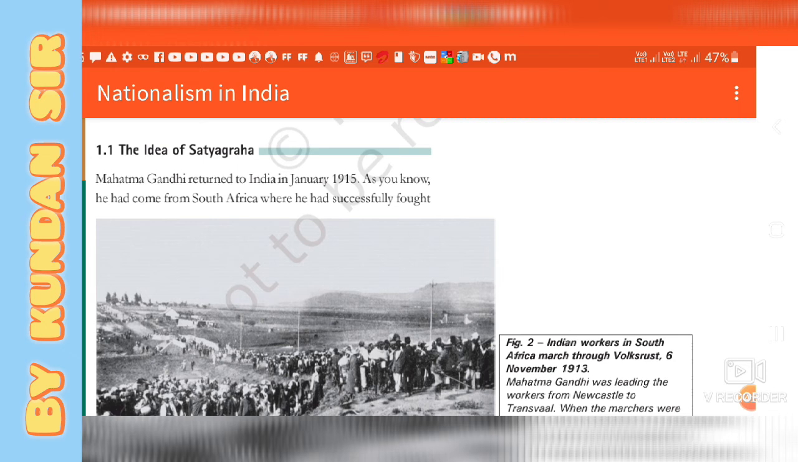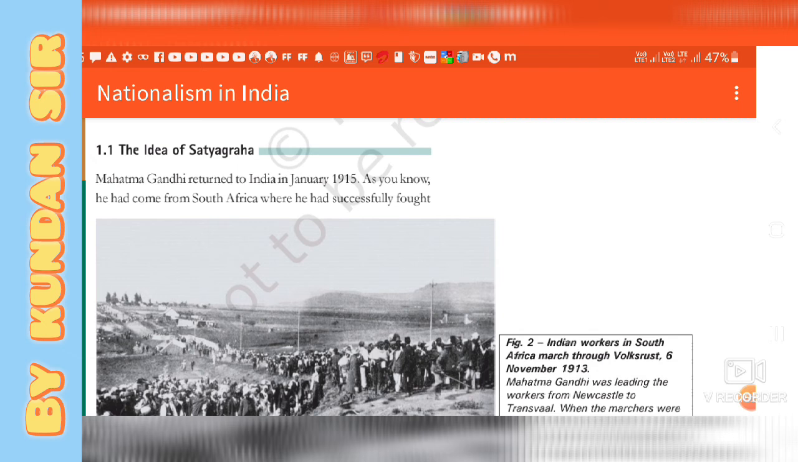So Satyagraha movement means there will be only truth, the movement of truth. There will be no violence, there will be no brutal act, right? Now, guys, we move to the Kheda Satyagraha. What exactly is the Kheda Satyagraha?